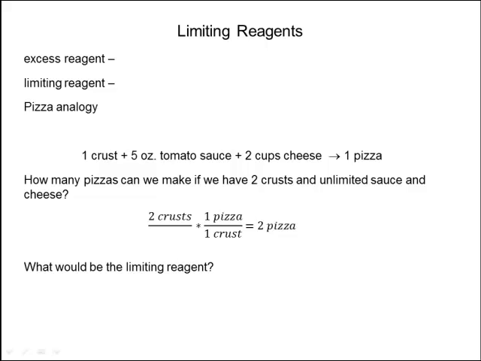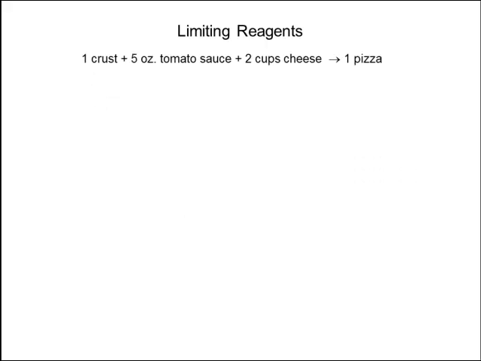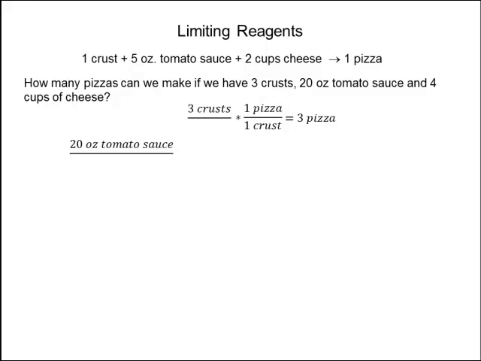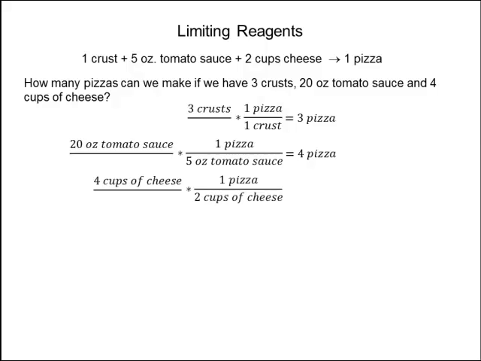So let's look at another example using this analogy. I'm starting out with the same combination to get 1 pizza. Well, let's say this time I have 3 crusts, 20 ounces of tomato sauce, and 4 cups of cheese. How many pizzas can I make from that? Well, that's where we're going to have to look at each individual reactant to see how much product could be produced. So if I have 3 crusts, convert that to pizzas, I get 3 pizzas. If I take my 20 ounces of tomato sauce, convert that to pizza, I could get 4 pizzas with that much sauce. Take my cheese, convert it to pizza, I get 2 pizzas.